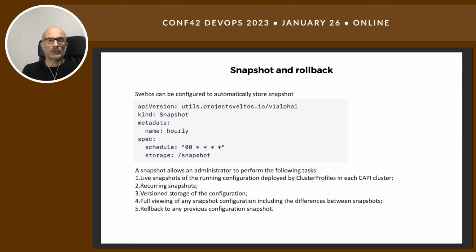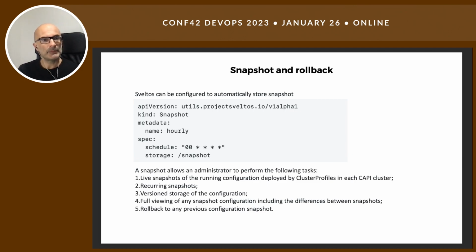Sveltos also has support to take snapshots. Snapshot is another Sveltos CRD, and in this case, this snapshot instance is instructing Sveltos to take a snapshot every hour. When Sveltos takes a snapshot, it takes a snapshot of the configuration in the management cluster. Once you have more than one snapshot, you can use sveltosctl, which is a CLI that I developed explicitly for Sveltos, and you can take a look at all that has changed between two snapshots.